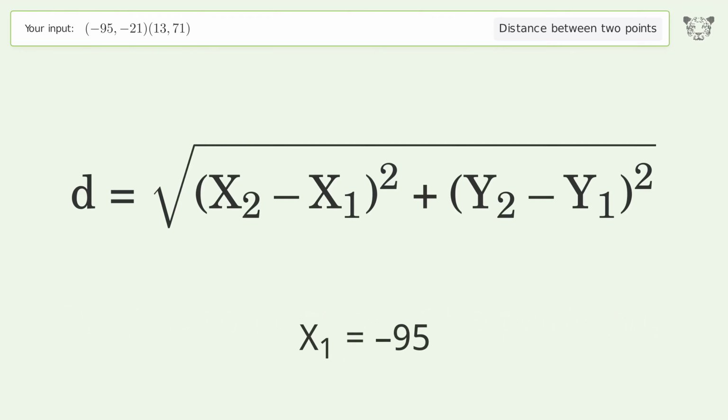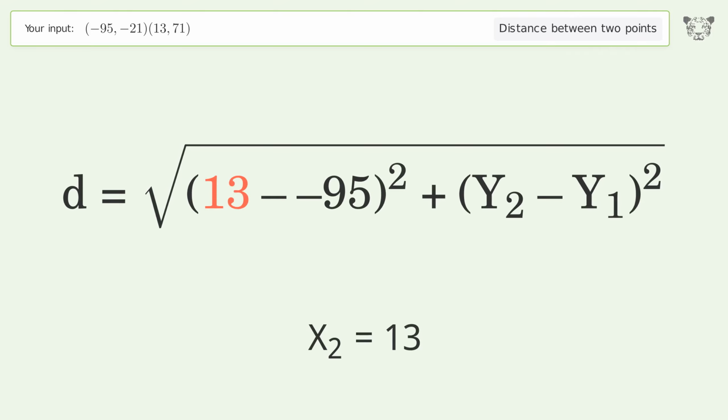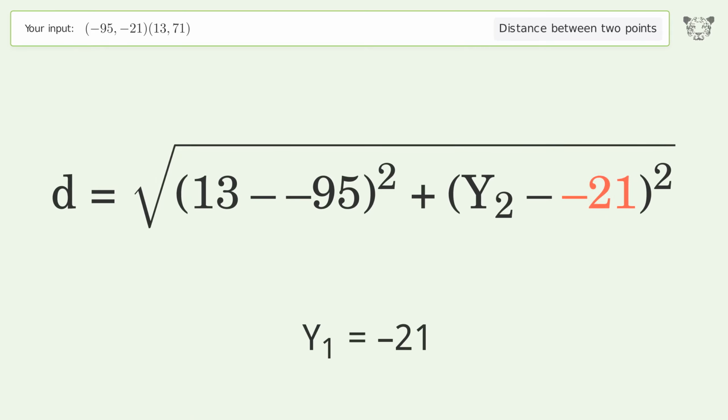x1 equals -95. x2 equals 13. y1 equals -21. y2 equals 71.